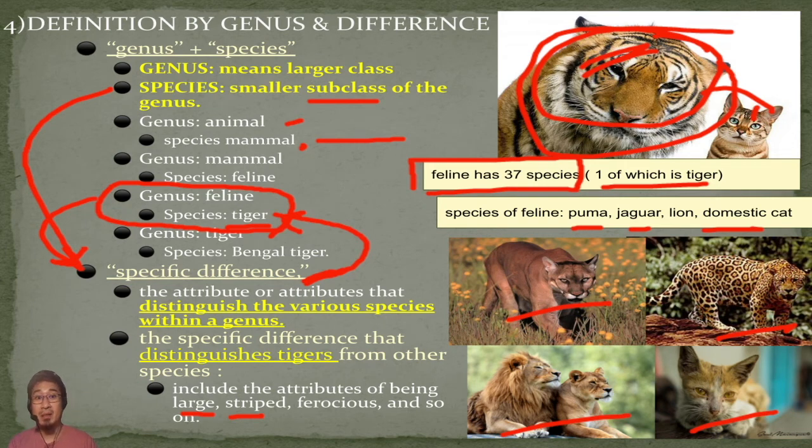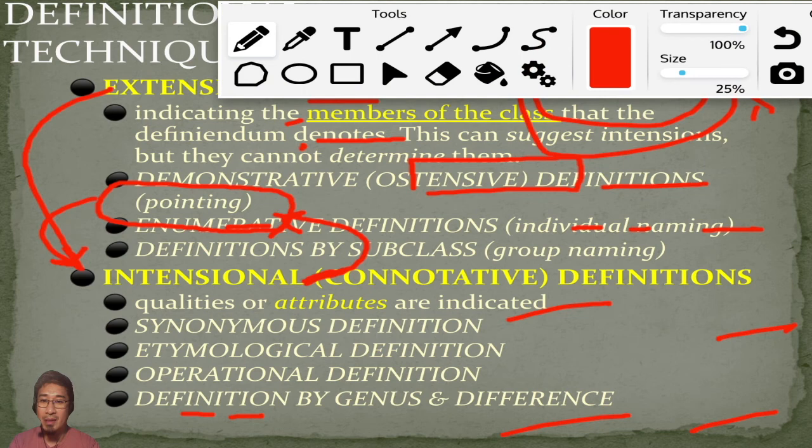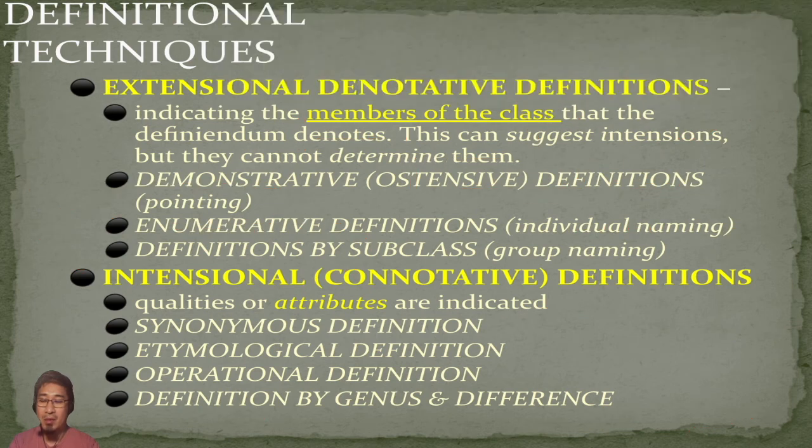Alright? That's specific difference. Now let's have a recap. Summary na to for the definitional techniques. Again, for extensional denotative definition, we only have 3. Demonstrative, enumerative, at saka definition by subclass. Sa ostensive, it's primitive, non-linguistic to. And tinuturo mo lang using your body language.